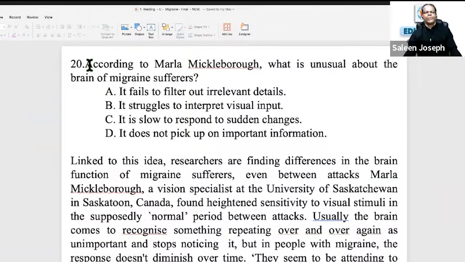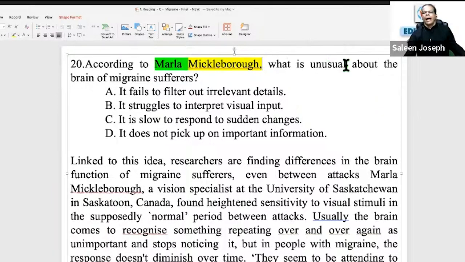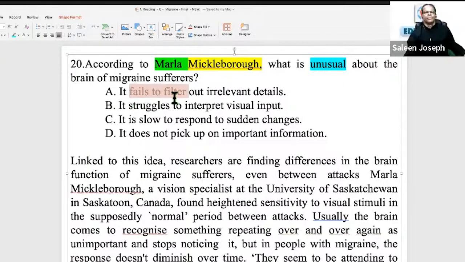Okay, come on now. Question 7. According to Marla, what is unusual about the brain of migraine sufferers? What is the edging word? Unusual. Option A. Fails to filter.